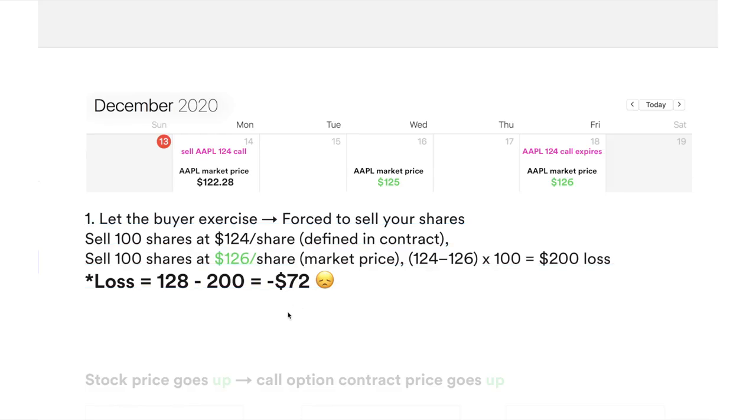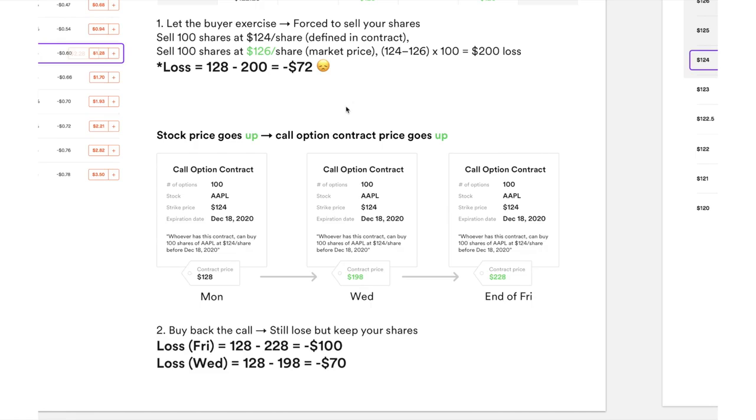But you know what? Technically, you might not lose anything, because if you bought 100 shares of Apple a long time ago at an average price of $100, then you sell it at 124, you still make money. Just theoretically speaking, you're missing out some profit. That's it. So now let's take a look at another case.